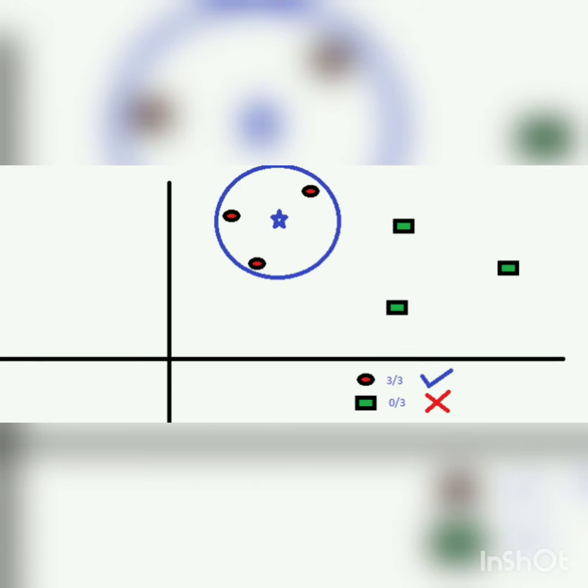If K is equal to 1, then the case is simply assigned to the class of its nearest neighbor. At times, choosing K turns out to be a challenge while performing KNN modeling.